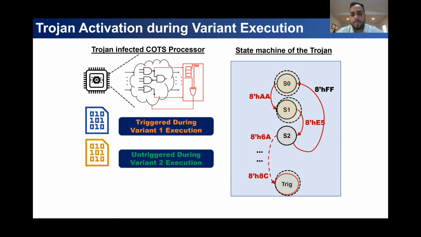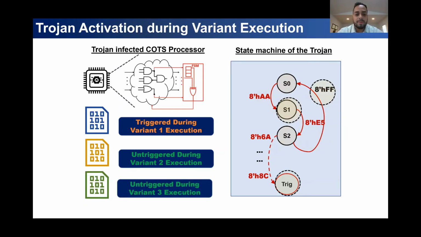So now if you compare, as I showed in the previous slide, we will be able to see that variant 1 and variant 2 did not produce the same output. And at this point, we can run variant 3, which is also different from the first two variants. And now it also does not trigger the same Trojan. So variants 2 and 3 produce the correct output, while variant 1 produced the wrong output. So we can detect the Trojan as well as identify the correct value of the variable that was impacted. So this is the fundamental idea of how the solution works.